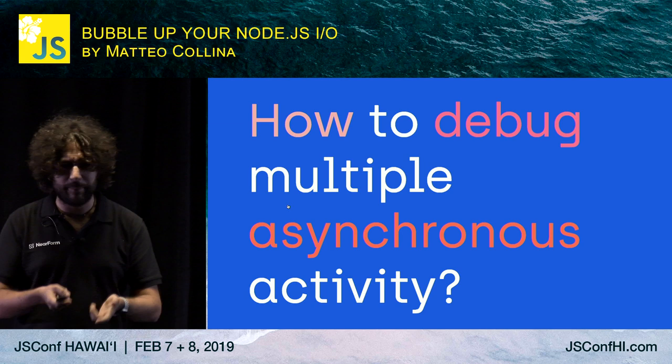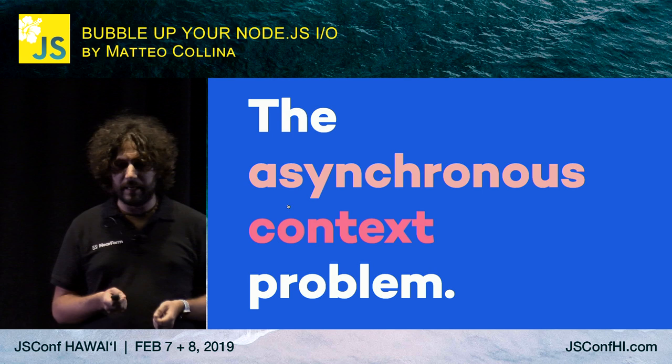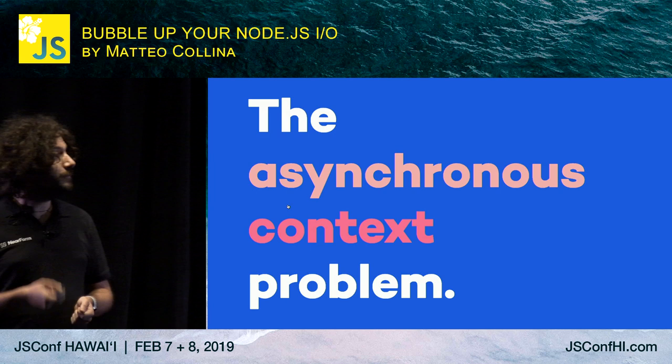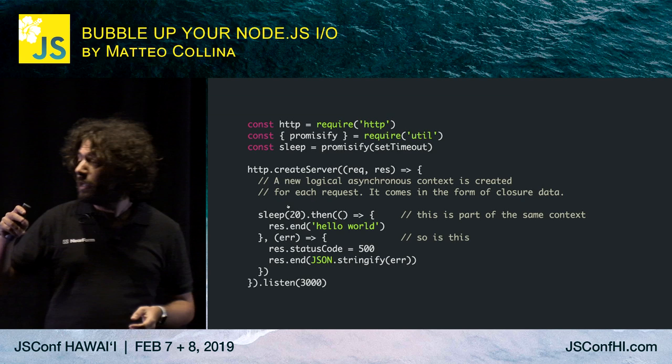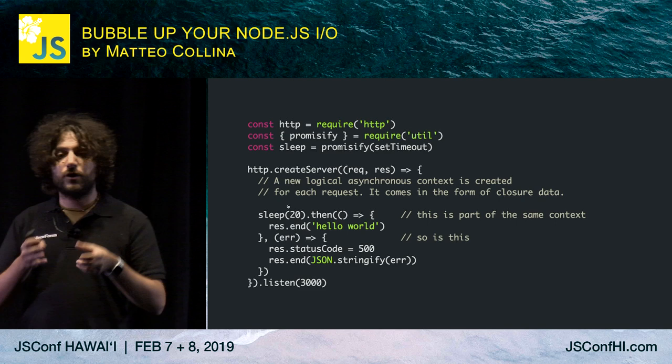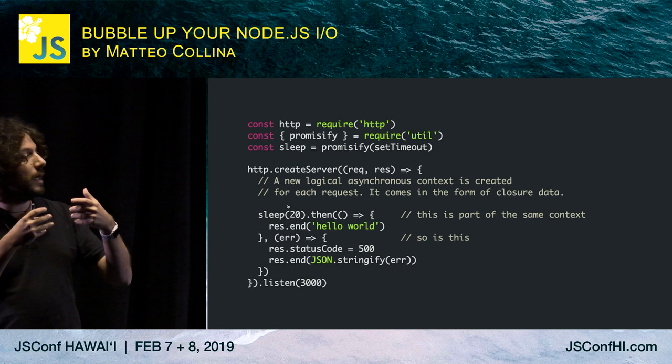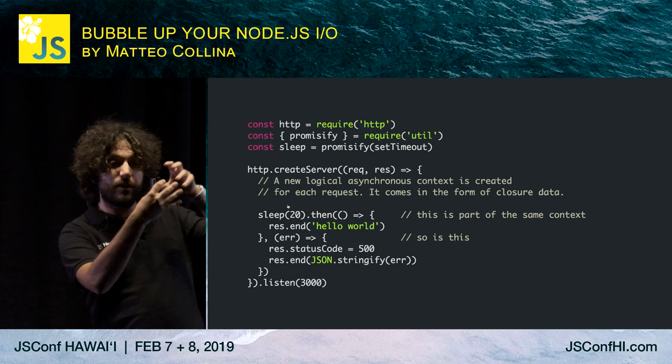It's very hard. So it goes back to a problem and something that we are missing in JavaScript, which is the concept of the asynchronous context. So let's look at a very basic HTTP server written in Node.js. You can see that we do our HTTP create server, and we pass in a function. When we receive an HTTP request from a browser, a new logical asynchronous context is created, which means this is your transaction. This is your HTTP request and response. This is a logical concept that is living in there, okay?